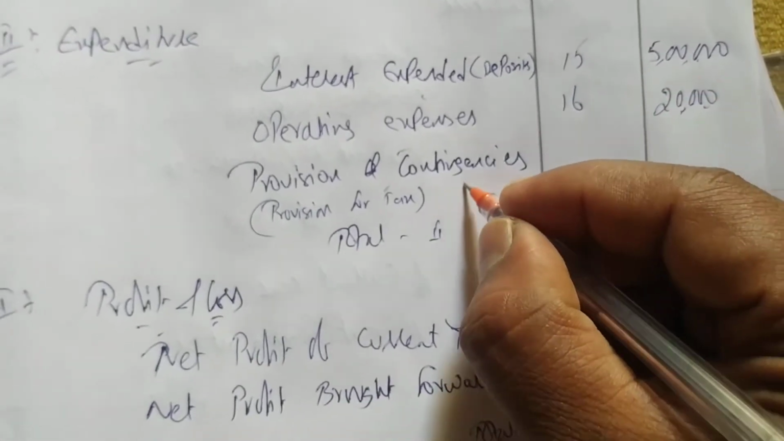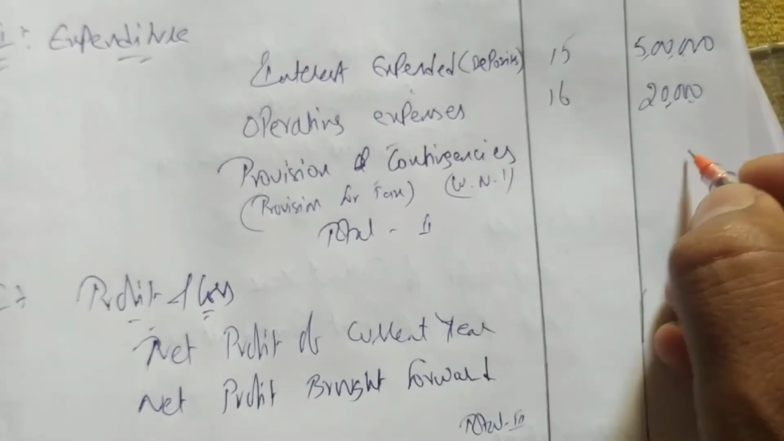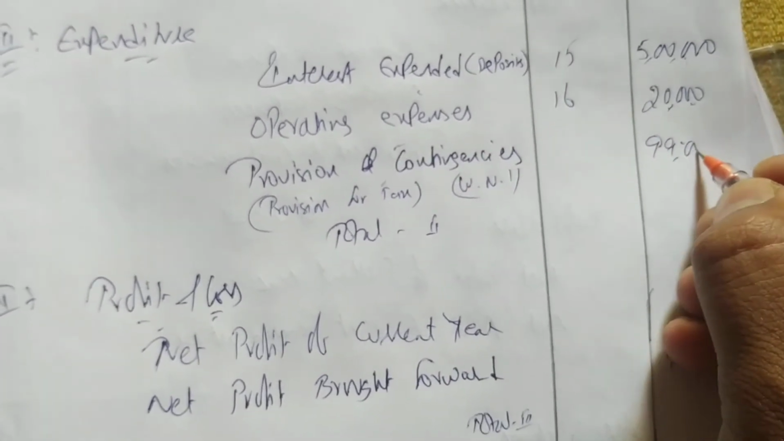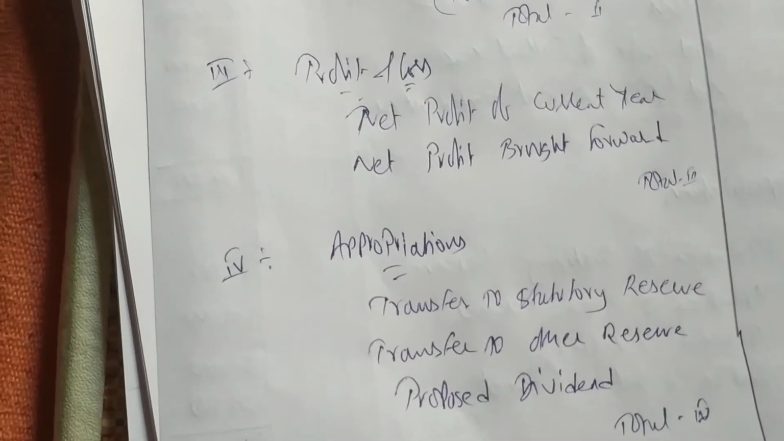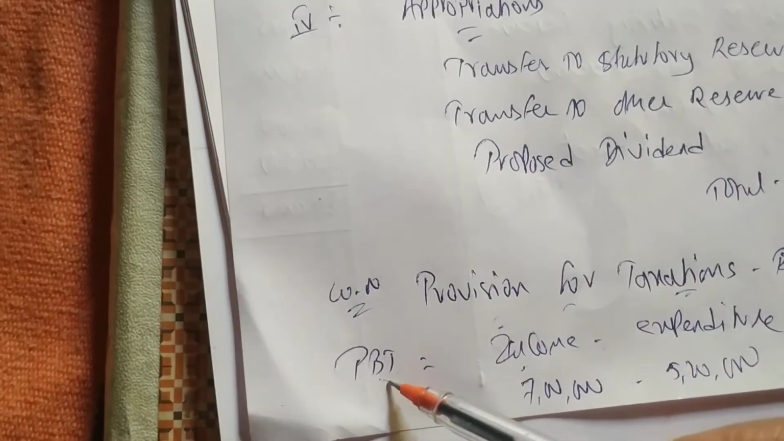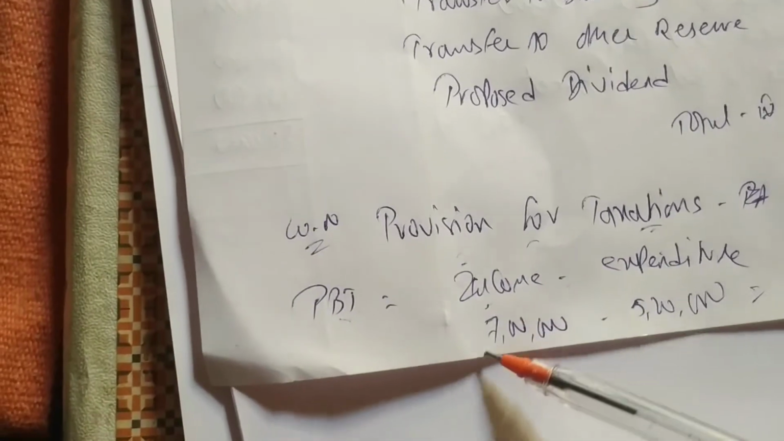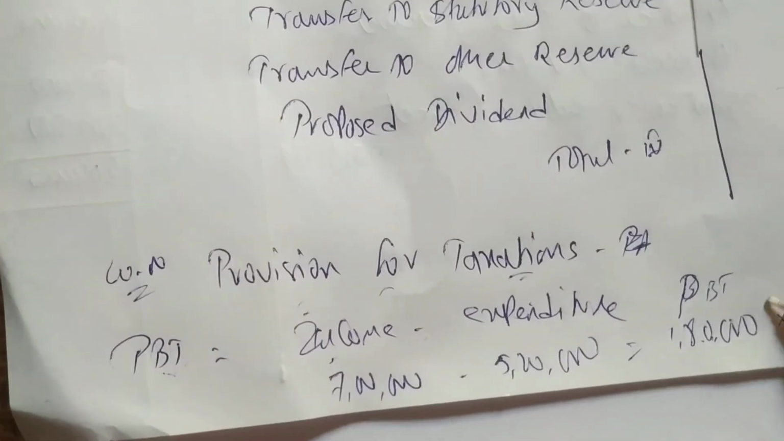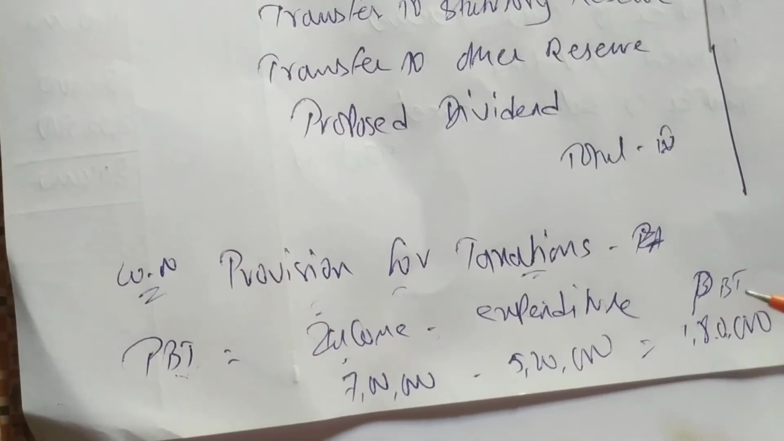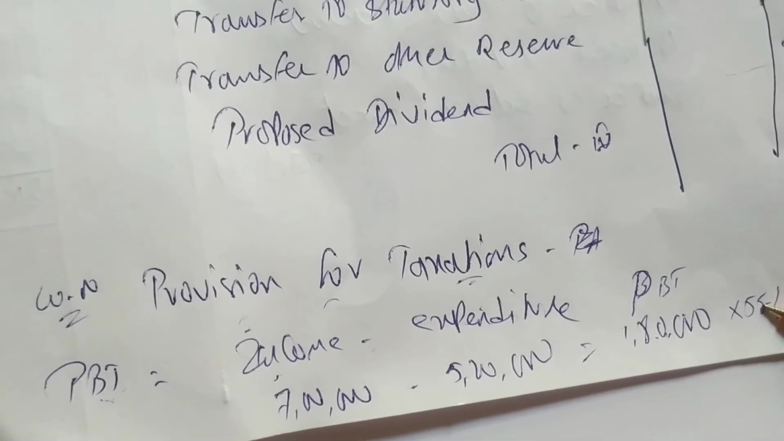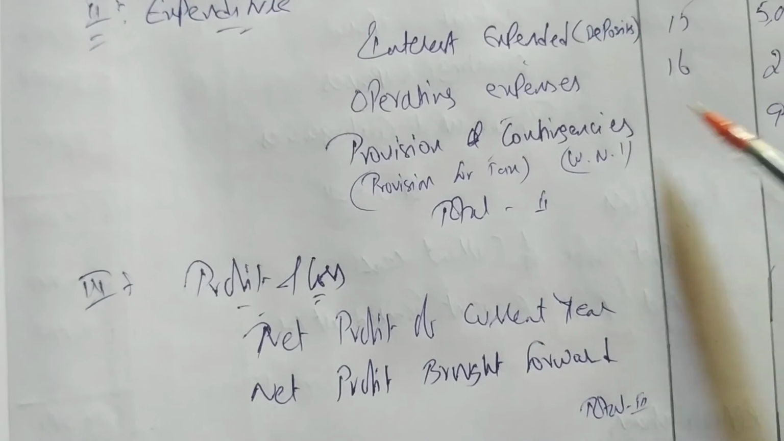How did we get it? You see in working note. 99,000 is tax. How did we find out? It's very easy. First find out profit before tax. How to find out profit before tax? Income minus expenditure. So we are having total income of 7 lakhs and expenditure is 5 lakh 20. So from 7 lakhs you deduct 5 lakh 20,000. You get 1 lakh 80,000. This is profit before tax. On this you charge tax 55%. In the question it is mentioned. You get 99,000 as provisions and contingencies.